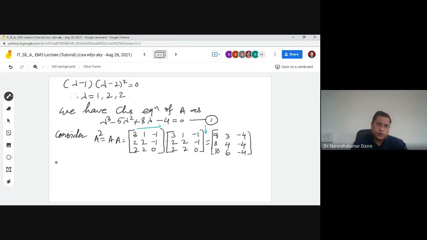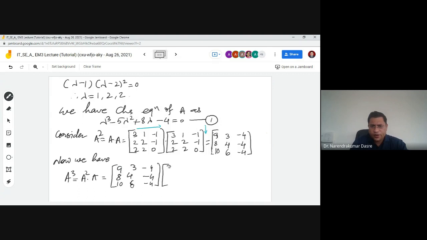Okay. So now we want a square, we want a cube also. So a cube is equal to a square into a. And that's what we got the square here. So 9, 3 minus 4, 8, 4 minus 4, 10, 6 minus 4. And here we'll be having this 3, 1 minus 1, 2, 2 minus 1, and 2, 2, 0. So please calculate this and then give me the answer.